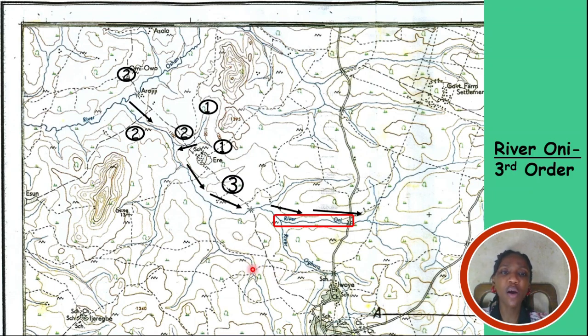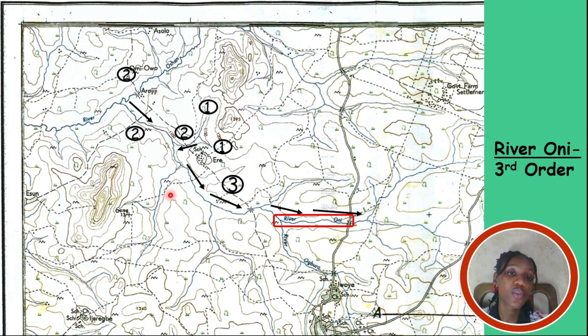So I'm sure you must be wondering how come it still remains a third order stream? Why isn't it increasing in hierarchy? I hope you remember what I said before, that for a river to increase in hierarchy, it has to join with another river of the same order. So now let's see these rivers that are joining it and evaluate them, whether they are going to make River Oni increase or retain its hierarchy.